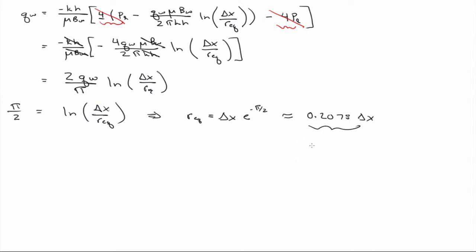So this is known as the Peaceman correction. So named after a guy, Peaceman, who figured this out in the 50s, wrote an SPE paper on it.